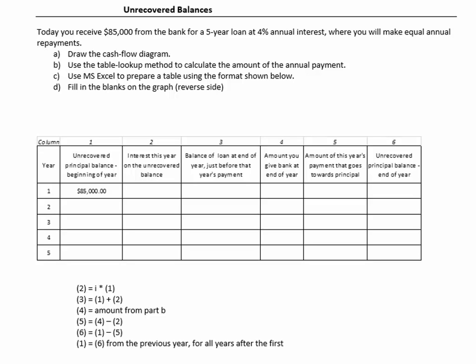Okay, so everyone has a copy of today's activity? All right, so the first part you're doing with the table lookup method. Part A says, here we've got the fact that you receive $85,000 from the bank for a 5-year loan, 4% annual interest, where you're going to make annual repayments. So draw the cash flow diagram. That should be easy by now. Then part B, use the table lookup method to find the payment. So on the back there, you're going to find your annual payment.